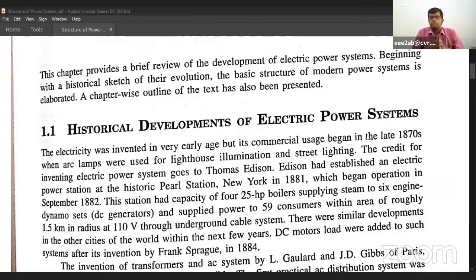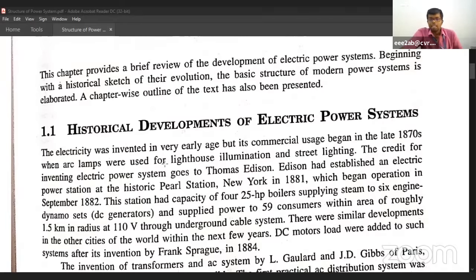Thomas Edison established an electric power station, the historic Pearl Street Station, located in New York in 1881. This is the first commercial power plant coming into operation. Even though it was started in 1881, the operation began in September 1882 only.